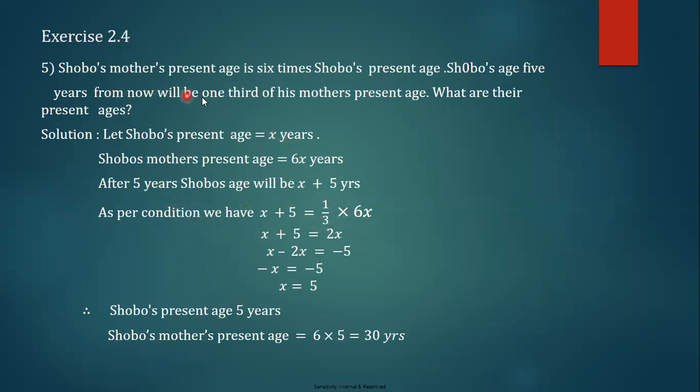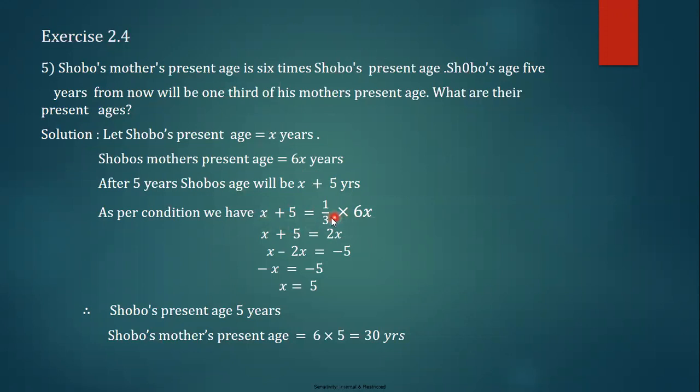Why 1/3 of 6x here? Shobhu's age 5 years from now will be x plus 5 years; 5 years from now means you have to add 5. This is equal to 1/3 of his mother's present age, that is, 1/3 of 6x. So we got a linear equation now.